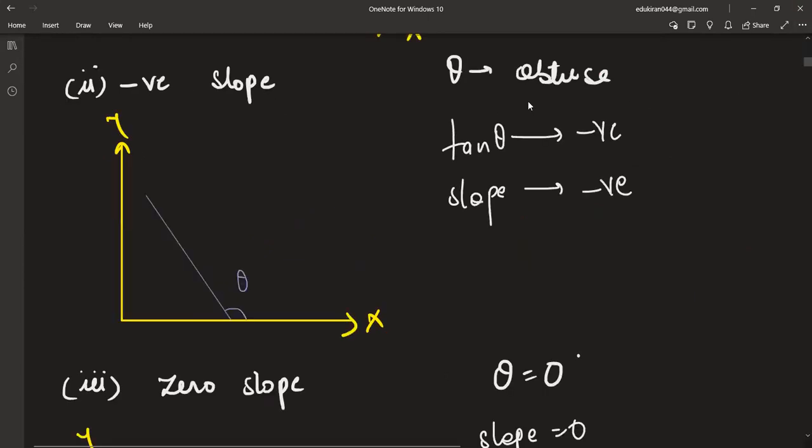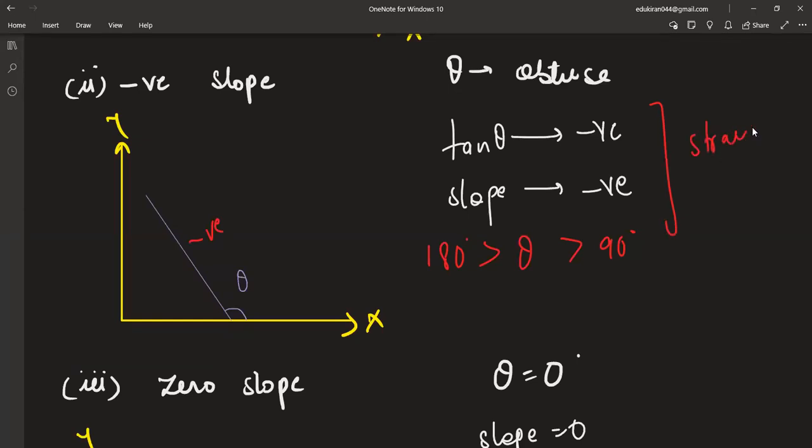Then secondly, if theta is an obtuse angle, it means it is greater than 90 degrees and lesser than 180 degrees. This is an obtuse angle. So tan theta for that will be negative and the slope will be negative. See, this is also a straight line graph, but the angle is greater. This was for acute, this is for obtuse. So the slope is negative, the graph is a straight line.